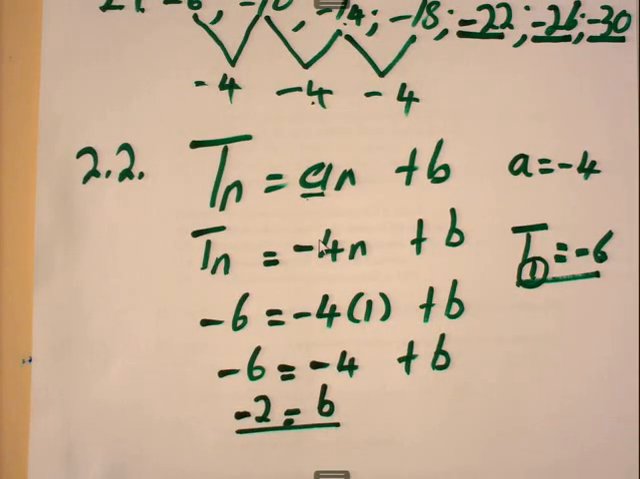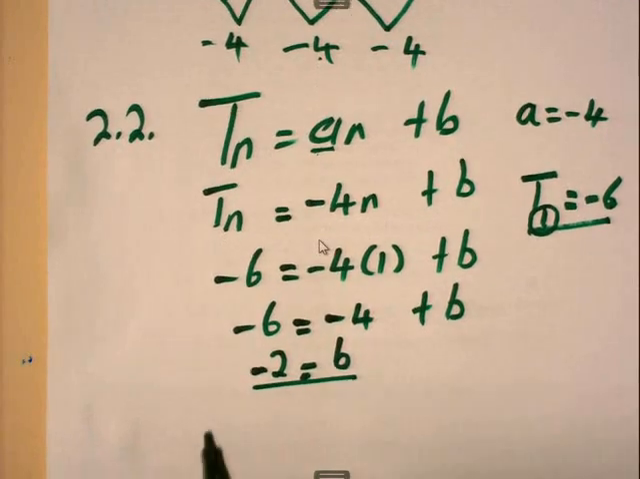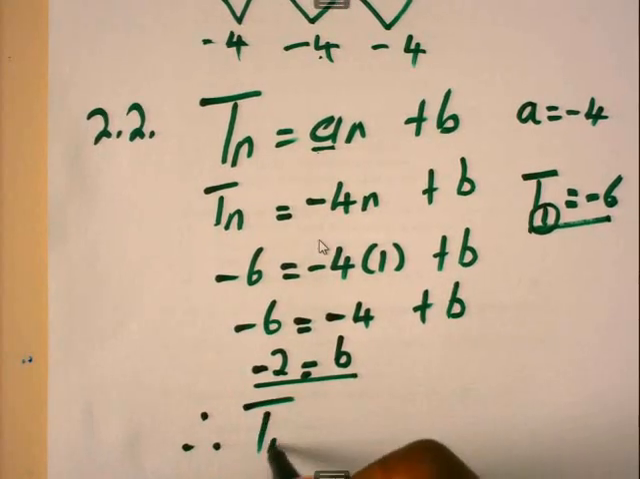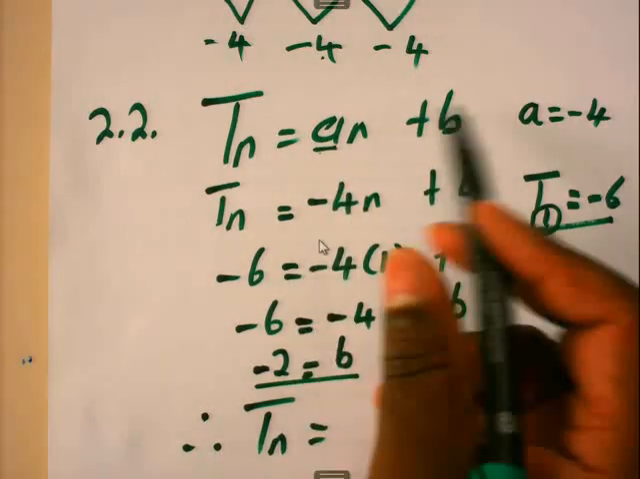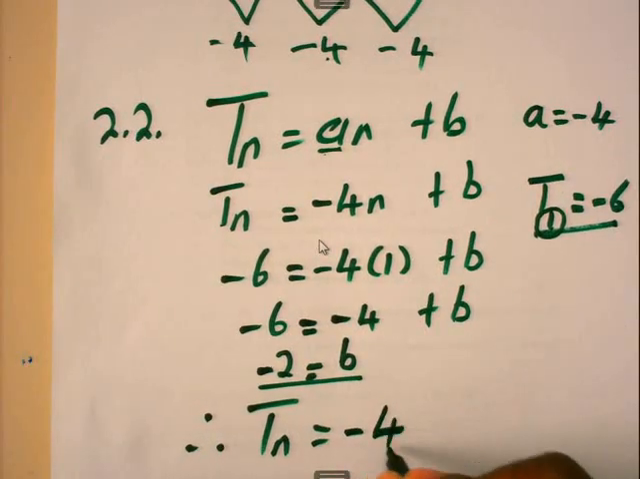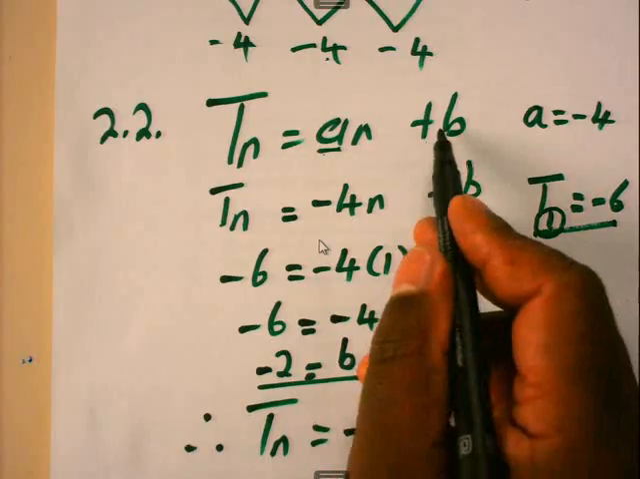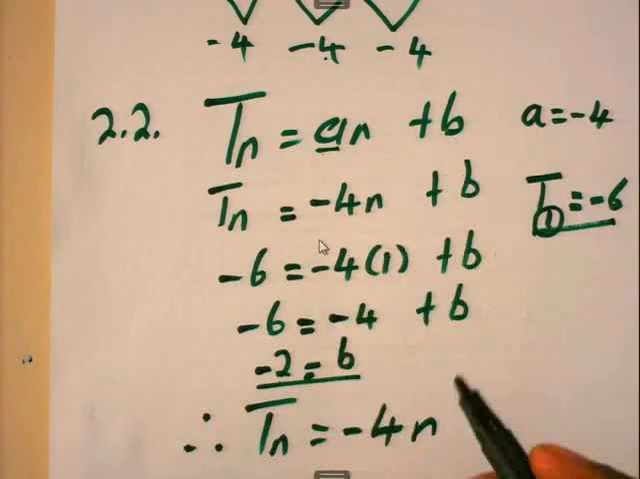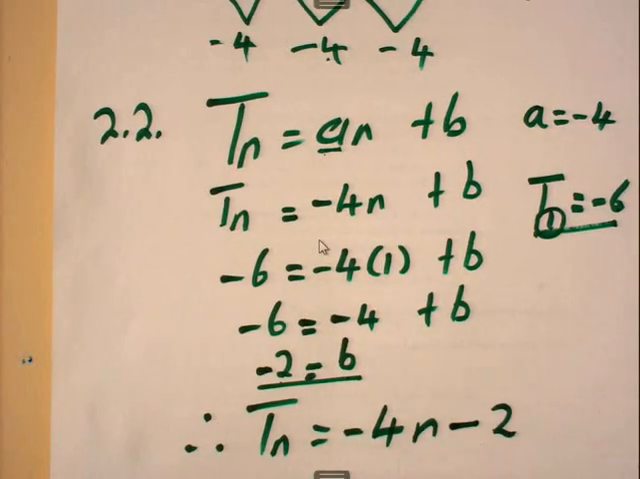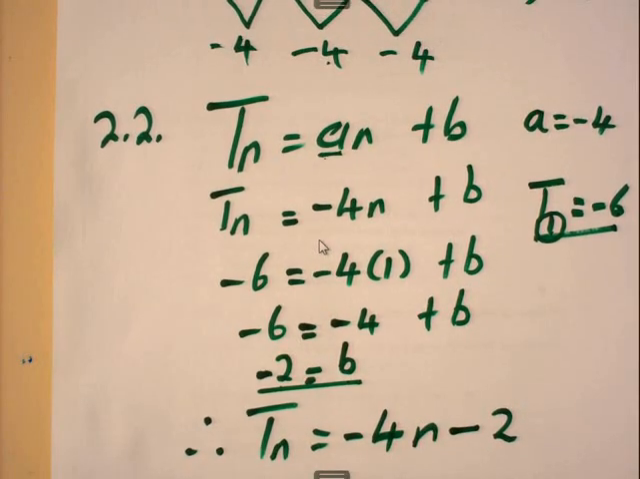Now you can write down the nth term of the sequence. The nth term is an plus b. A is -4, so you've got -4n. Our b is -2, so we substitute b by -2. That is our nth term of the sequence: the nth term is equal to -4n minus 2. I hope you also managed to get it right.